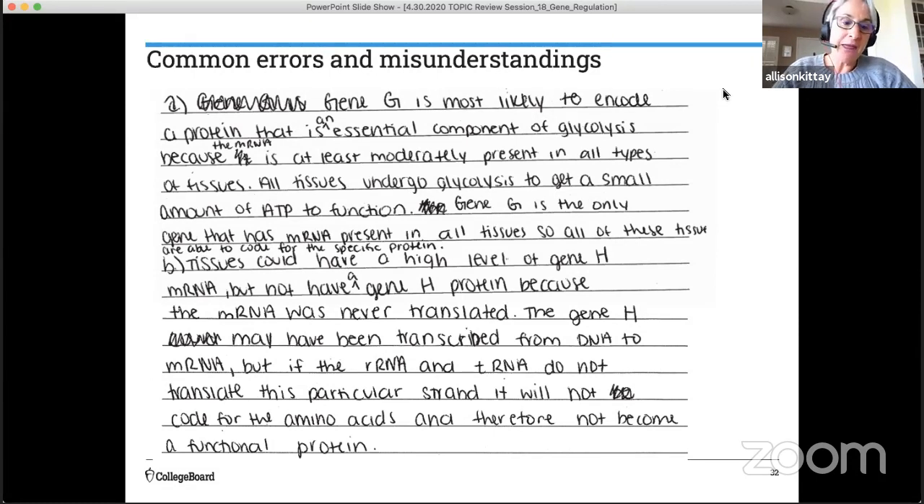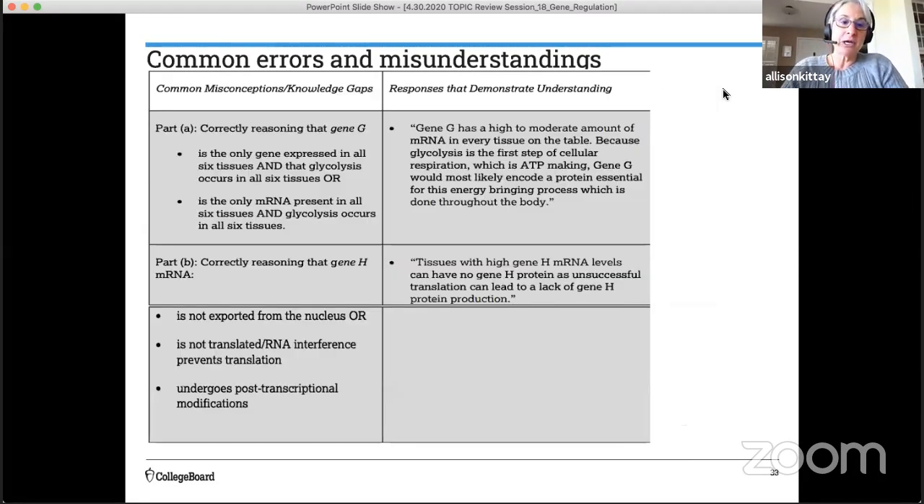Okay? And then for part B, tissues could have a high level of gene H mRNA, but not have a gene H protein because the mRNA was never translated. The gene H may have been transcribed from DNA to mRNA, but if the rRNA and tRNA do not translate this particular strand, it will not code for the amino acid and therefore not become a functional protein. So excellent 3-point response. So where were the knowledge gaps?